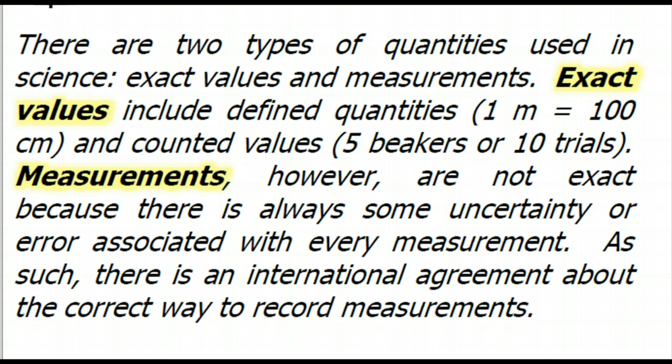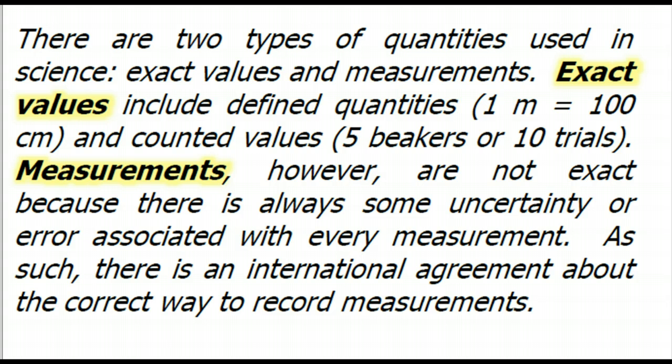uncertainty in measurements. So when we think about quantities, so when we measure things, there's two values that we talk about. One is exact values and one is measuring values. Exact values are defined quantities. So let's say the relationship 1 meter equals 100 centimeters. And counted values, if we're counting something, how many of something, 5 beakers or 10 trials. But measurements, they're not as exact. And when we measure things, there's always some degree of uncertainty or error associated with it.